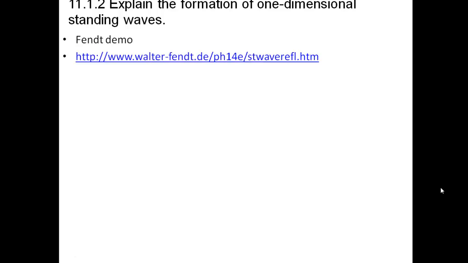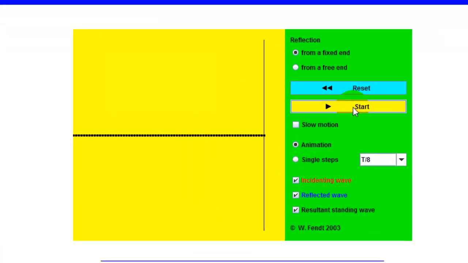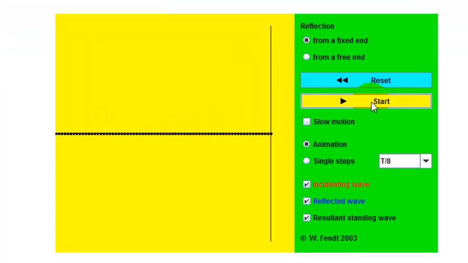One-dimensional standing waves. We'll go to this website and look at this. Okay, this is a driver demonstration which shows how a standing wave is formed. I apologize for the horrendous color scheme, but the demonstration is really quite impressive. It's a bit ugly, but it demonstrates very well this idea of a standing wave formation.